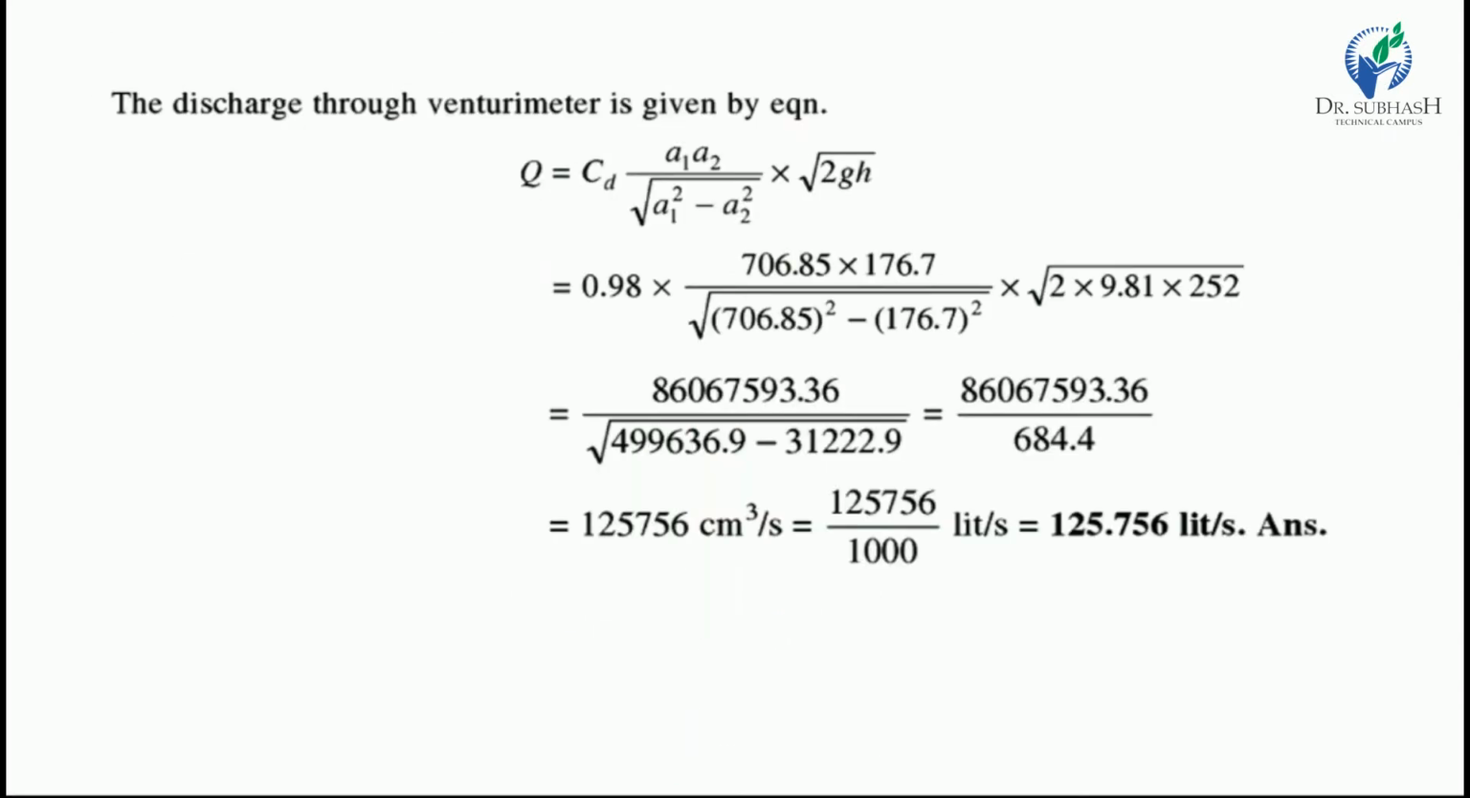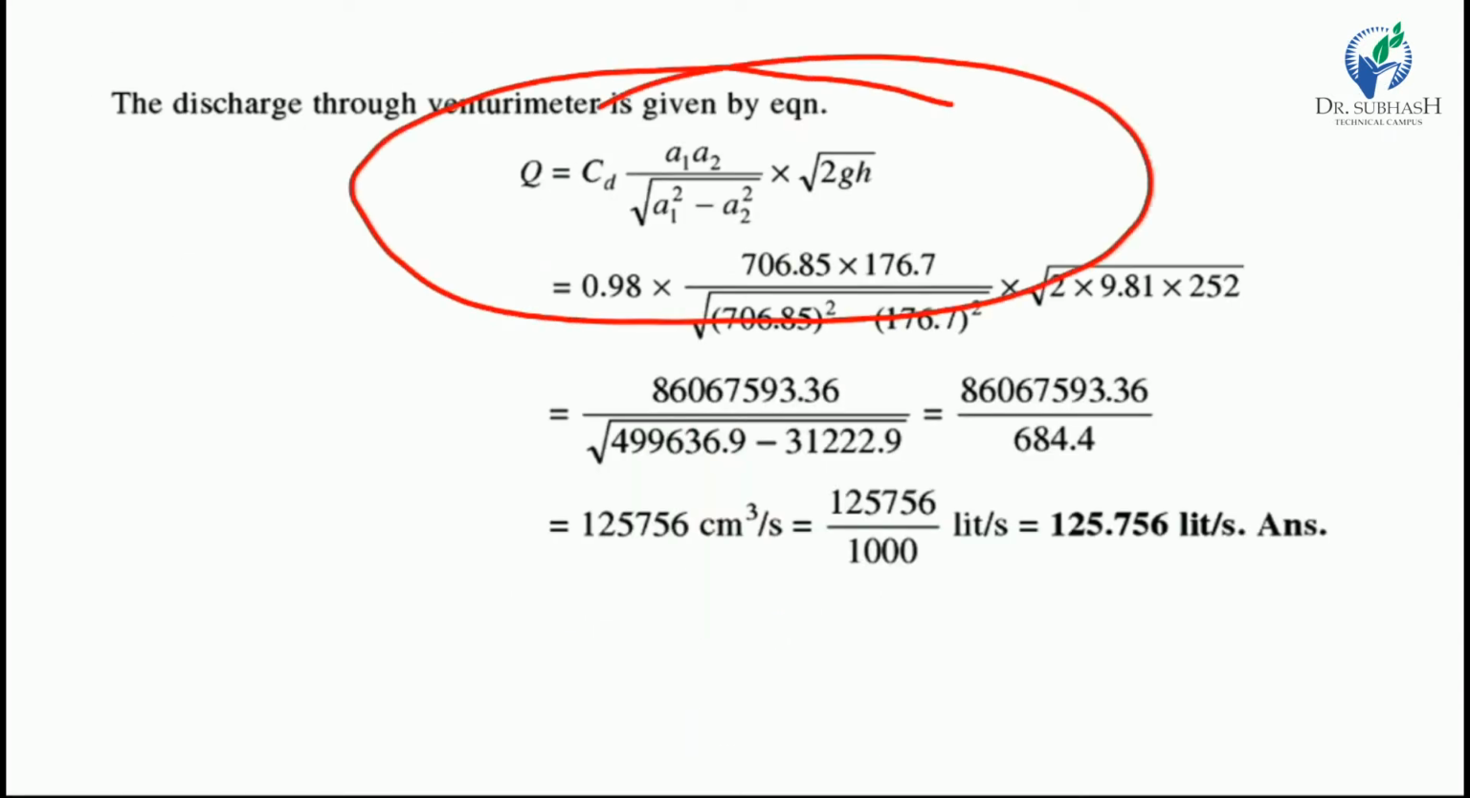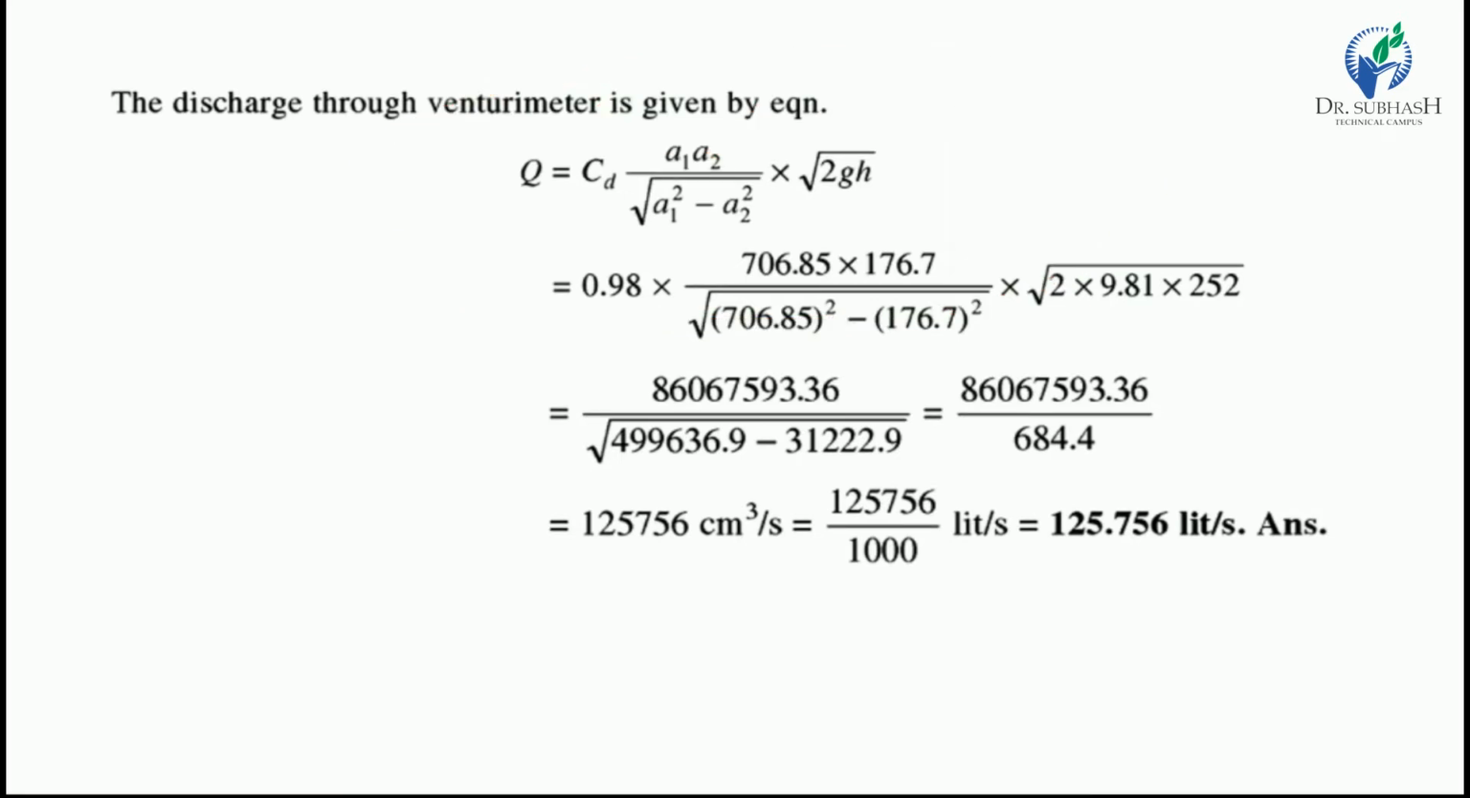Now we know the discharge equation of the venturimeter: Q is equal to Cd A1 A2 upon the square root of A1 squared minus A2 squared, into the square root of 2gH. We have the value of all elements in this equation: the value of Cd, the area at section 1, the area at section 2, and we also found the value of H. So put in the values of all elements and we find the value of the discharge.